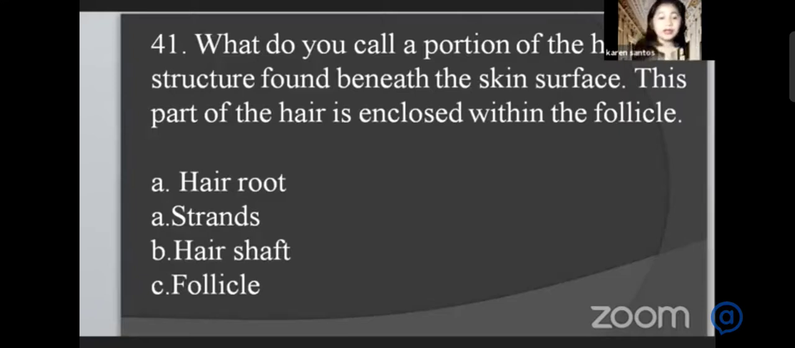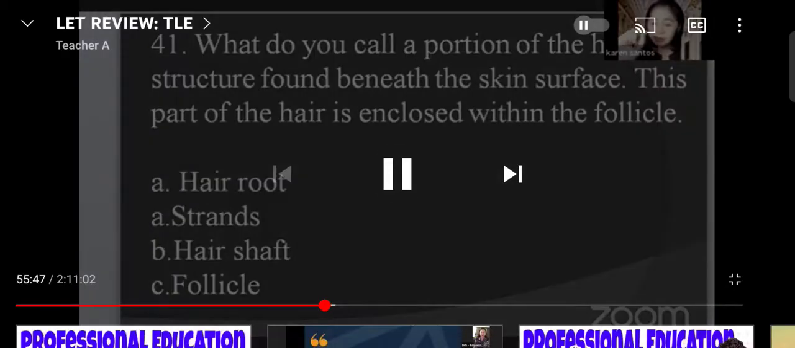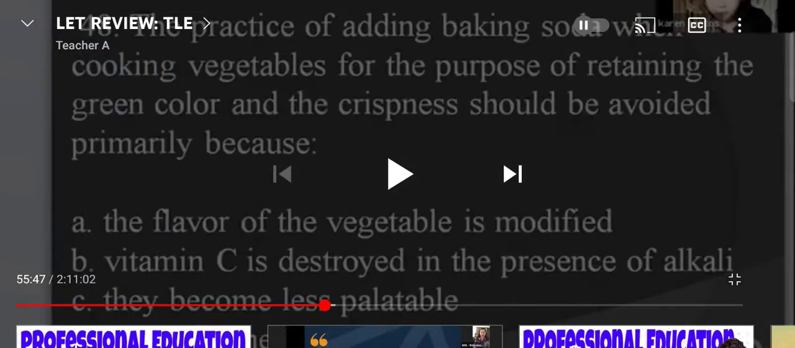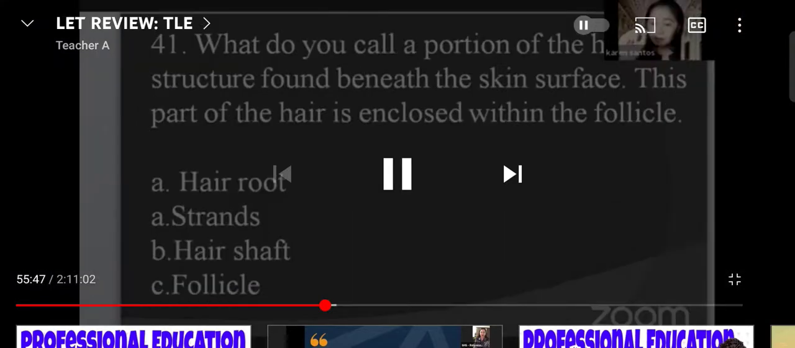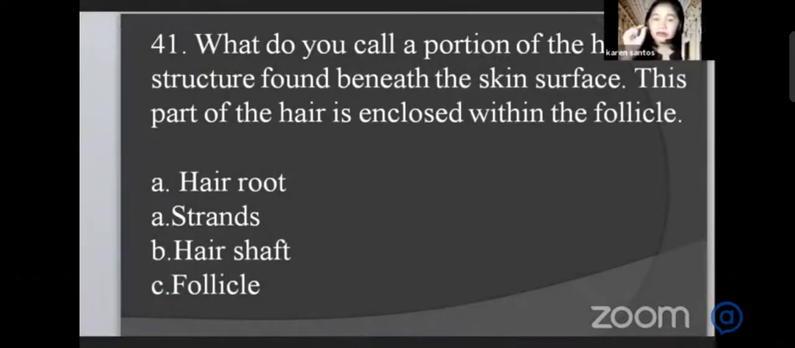Okay, so the correct answer in this question is letter A, which is the hair root. It is found beneath our skin surface. It is a soft, thickened bulb at the base of our hair. So yung hair root natin, di ba minsan pag meron tayong nabubunot na isang hibla, meron tayong parang nakikitang bulb dun sa end ng ating hair. So that is the hair root.